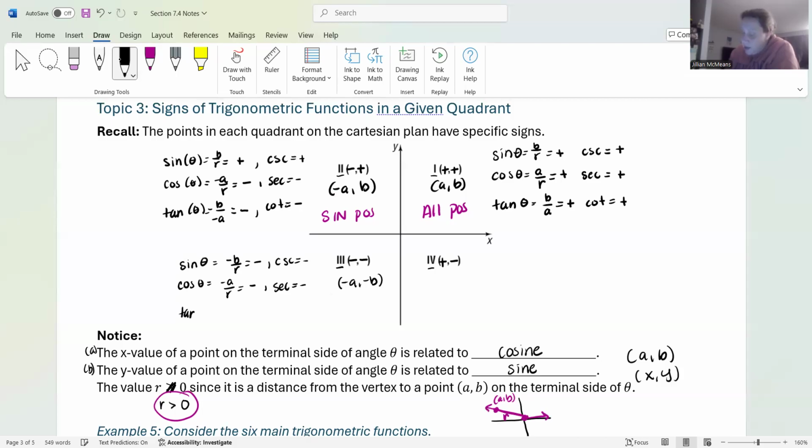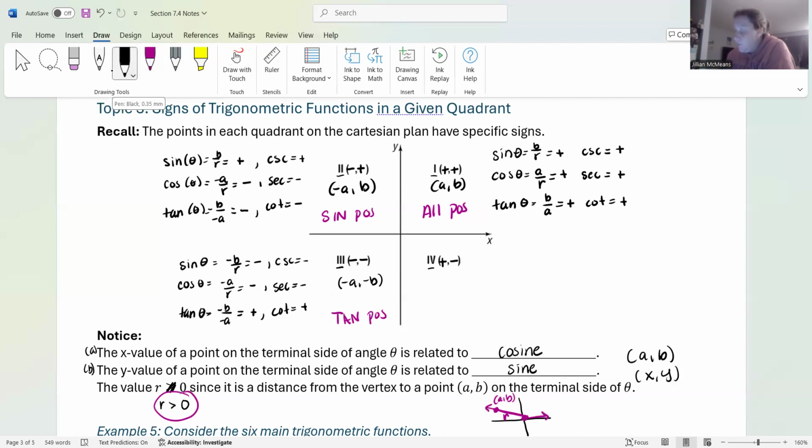And then tangent is B over A. So that would be negative B over negative A, making tangent positive. And remember, cotangent is the reciprocal of tangent. So if tangent's positive, cotangent is positive. So if we're in quadrant three, tangent is positive. Okay? Now, really quickly, let's look at quadrant four.